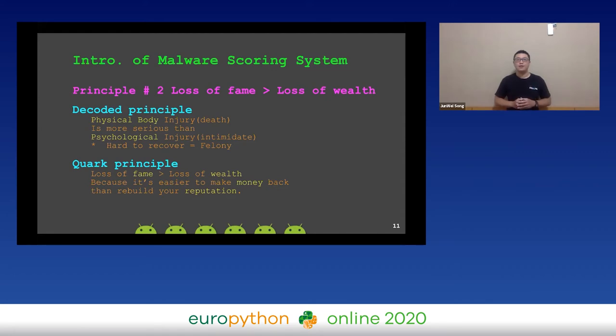Now, let's see principle number two. We consider that the loss of fame is greater than the loss of wealth. In the criminal law, physical body injury is more serious than psychological injury. So the principle we decoded here is when things are hard to recover, we consider it a felony. With this principle decoded, we developed our second principle: we consider the loss of fame is greater than the loss of wealth, because it's easier to make your money back than rebuild your reputation.